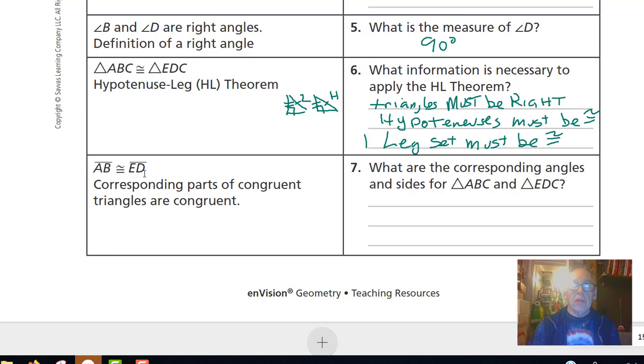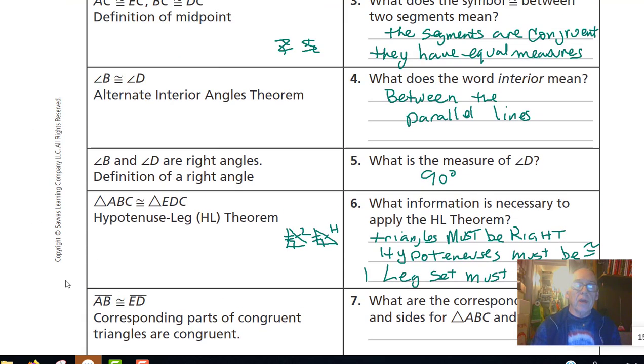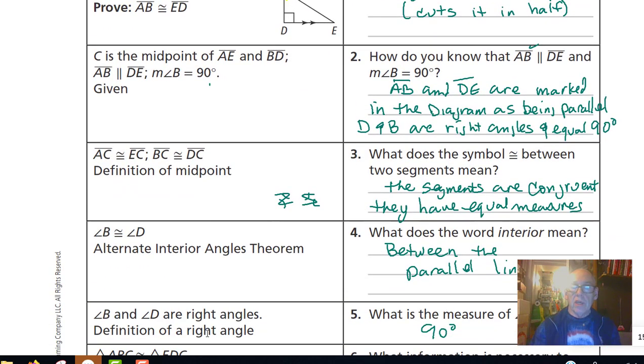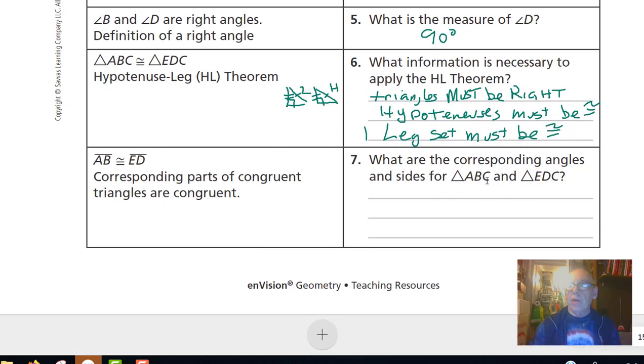Now AB is congruent to ED by corresponding parts of congruent triangles. What are the corresponding angles and sides for these two triangles? So if triangle ABC is congruent to EDC, let me make sure they have that named in the right order. ABC, ABC, EDC. So ABC and EDC. Yeah, so these two triangles are congruent. So triangle ABC is congruent to triangle EDC by HL, by hypotenuse leg.